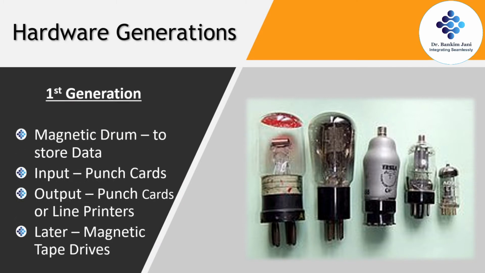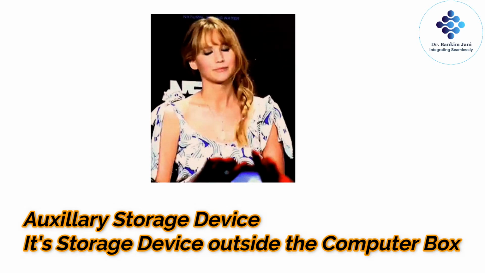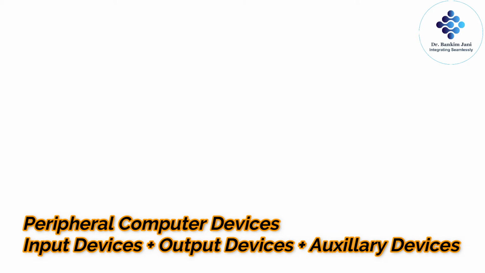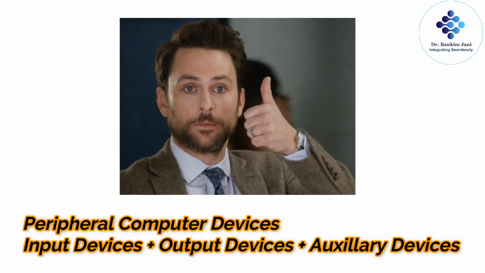Magnetic drum was used to store data. Input was in the form of punch cards. Output was in the form of punch cards or line printer. Later on, magnetic tape drives arrived. Well, they were much faster. A storage device which is outside the box of the computer is called an auxiliary storage device. And the combination of input devices, output devices and auxiliary devices is collectively called peripheral devices.